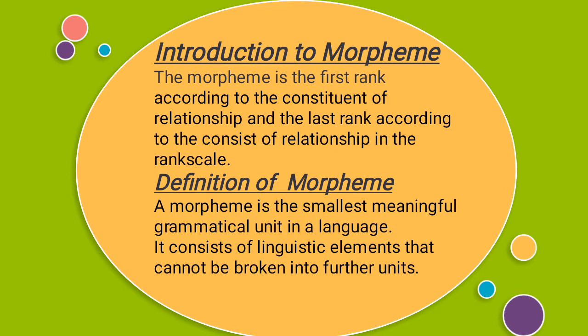A morpheme is the smallest meaningful grammatical unit in a language. So it consists of linguistic elements that cannot be broken into further units. With this we mean a morpheme is the smallest meaningful grammatical unit in the language, of which it cannot be broken into smaller units.